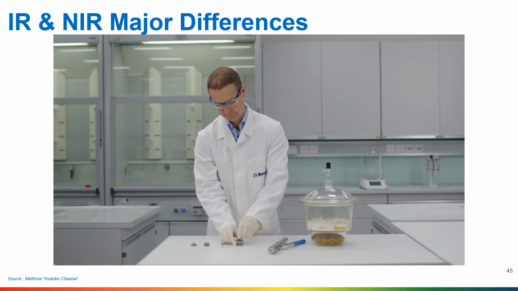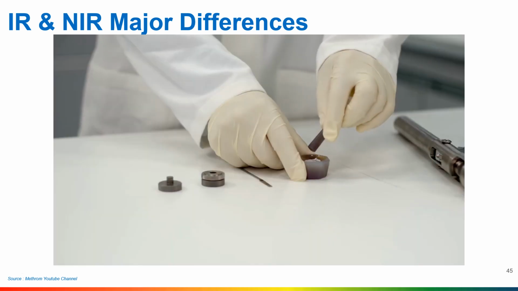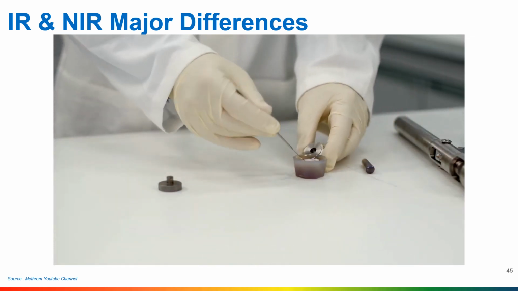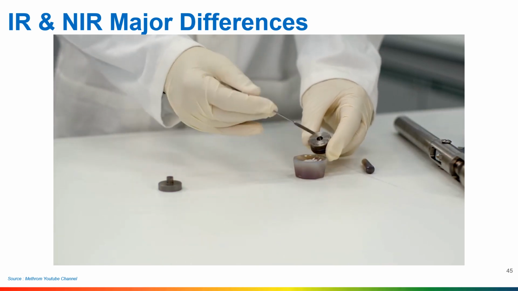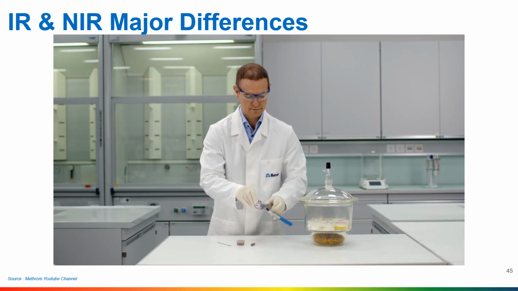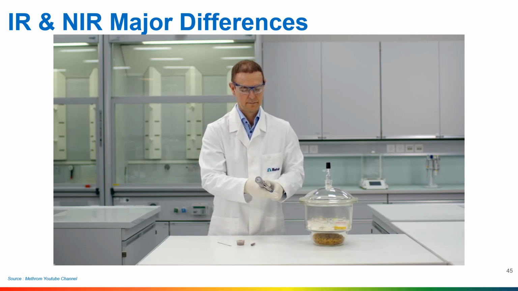Because of this, small sample quantities should be used with IR spectroscopy. Sample preparation is often required as well, for example, needing to press a potassium bromide tablet or prepare liquid dilutions.